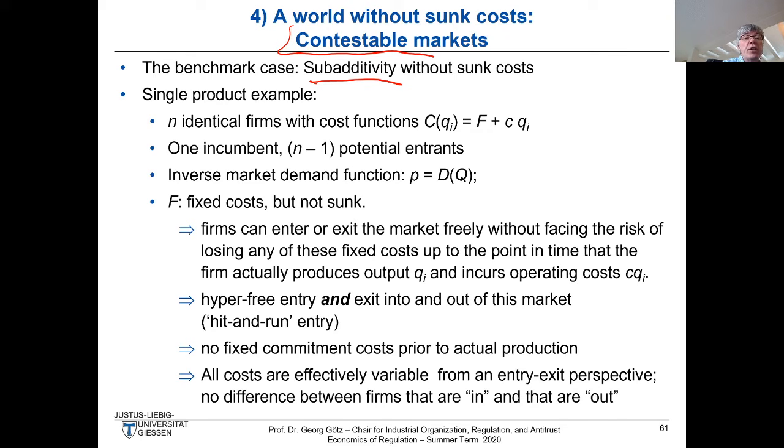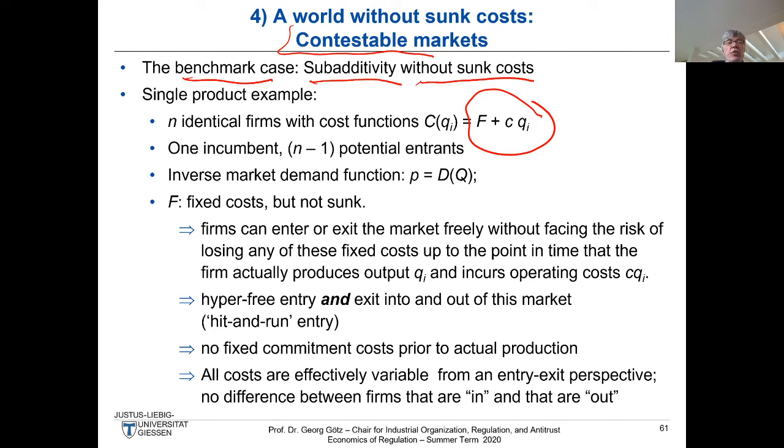The point is here, the benchmark case is that we have subadditivity, actually, as you will see here in a very simple form, fixed cost plus constant marginal cost. So we have decreasing average cost over the whole range. And we assume that there are no sunk costs.